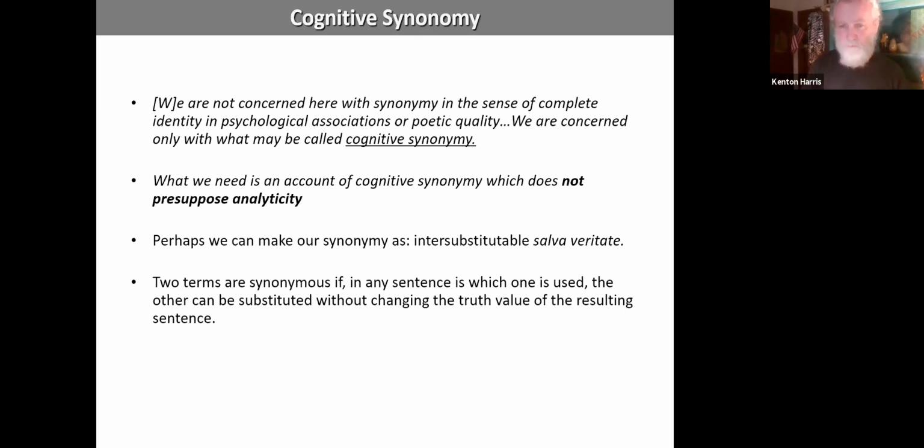in any sentence in which one is used, the other can be substituted without changing the truth value. So that's what we mean by salve veritate, right?